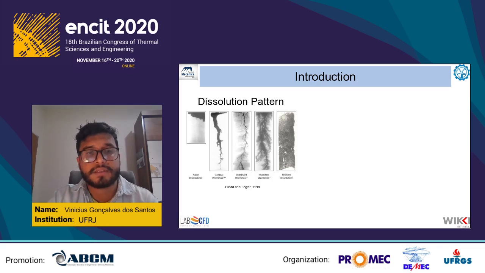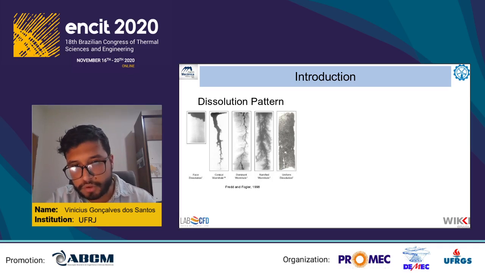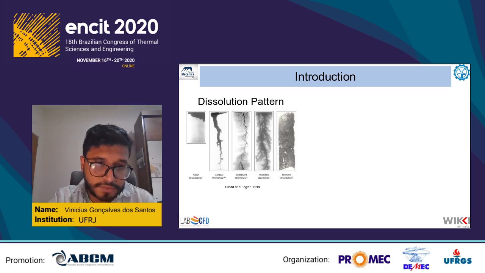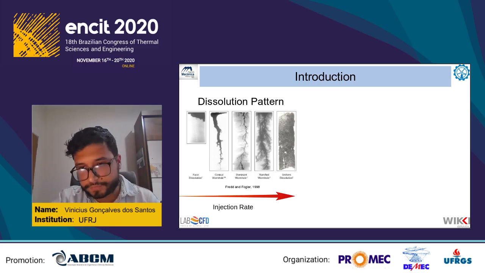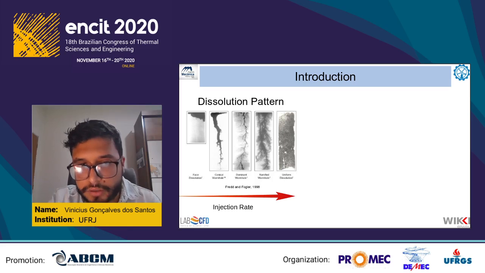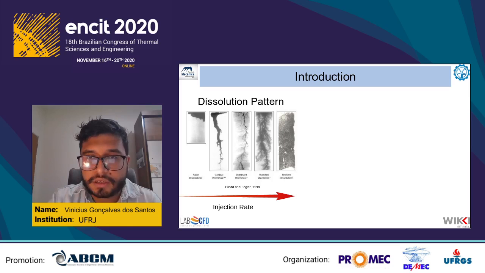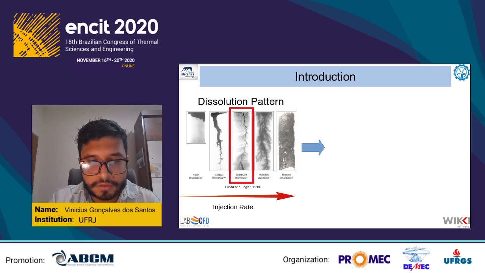In this context, the dissolution pattern is one of the most important control variables in this process. It has a strong dependence on the injection rate. At low injection rate, you have the face dissolution, when the acid doesn't penetrate enough in the formation. At high injection rates, you have the uniform dissolution, when the acid reacts with the entire domain. The most suitable dissolution pattern is named wormhole.